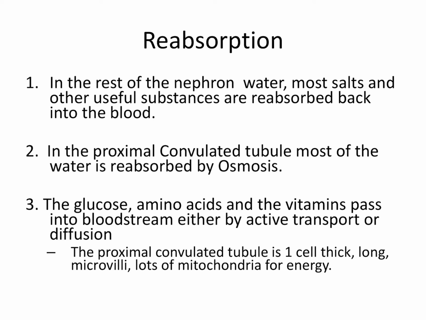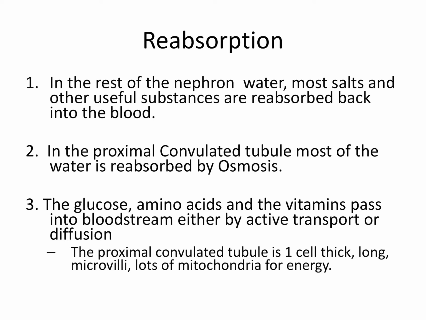Reabsorption then of the useful substances occurs in the proximal convoluted tubule and the loop of Henle and the distal convoluted tubule. So you're going to say cortex and medulla, okay? So in the rest of the nephron now, water, most of the salts and other useful substances are reabsorbed back, okay? Proximal convoluted tubule, water. Remember, anytime you talk about water being reabsorbed from the filtrate back into your blood, because you want to keep it, then it's by osmosis. Movement of water, osmosis. The glucose, the amino acids, they move either by active transport or diffusion.